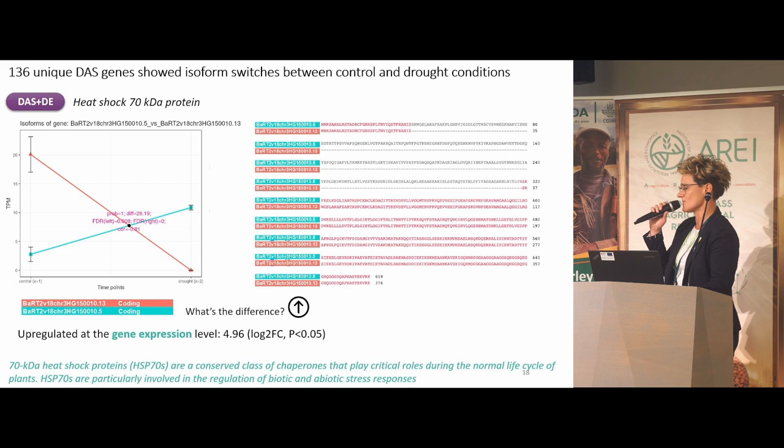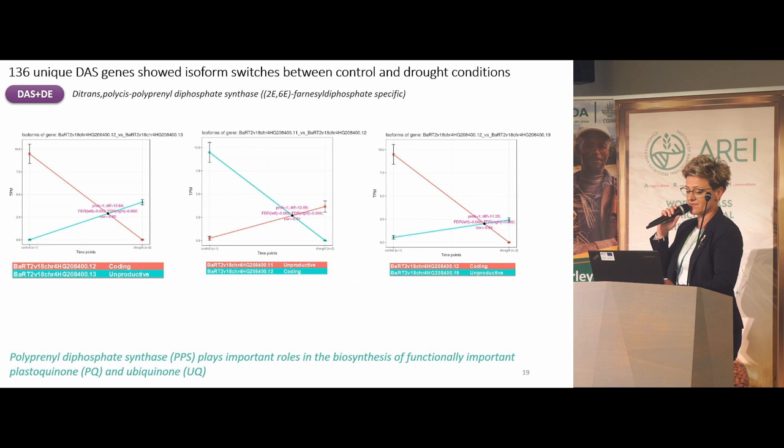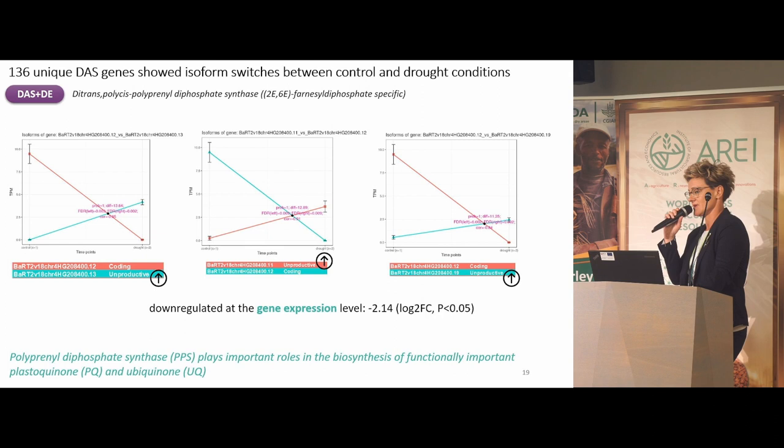The next one is involved in biosynthesis of functionally important plastoquinone and ubiquinone. So it's really important for photosynthesis. Here we identified three isoform switching events. And in each of them, the one that was preferred under drought stress was unproductive. And we also noticed that at the gene expression level, it was downregulated.